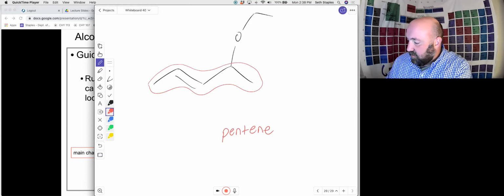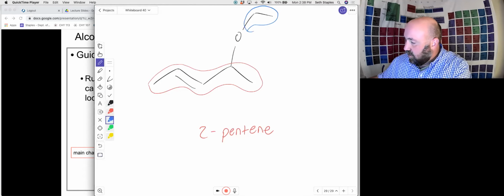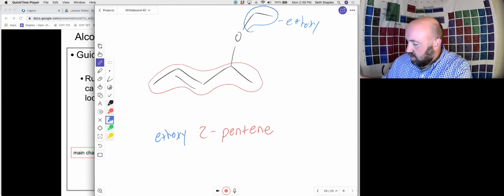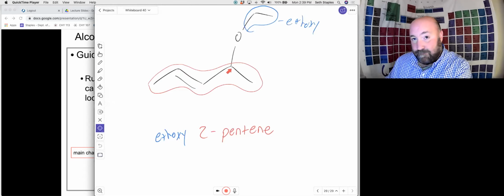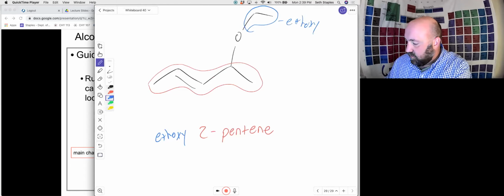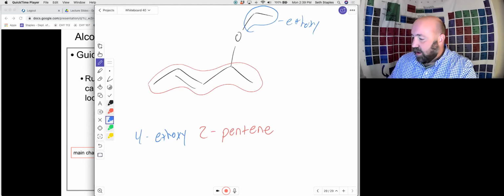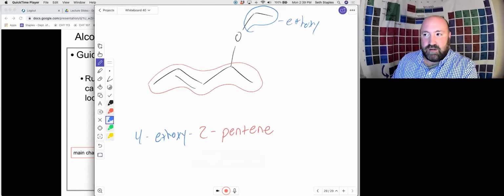We see that it is 2-pentene because our double bond is after our 2nd carbon. Now we're going to name our substituent. And so this is an ethoxy group. And we see that it's coming off 1, 2, 3, 4, the 4th carbon from our main chain. And so it is 4-ethoxy-2-pentene.